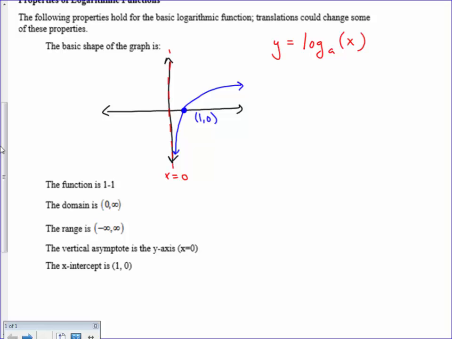We have the vertical asymptote that we've mentioned at x equals 0, and then the x-intercept that we've mentioned at 1, 0. So this is a shape that you need to know. If I mention a log function in its basic shape, this picture should come to mind.